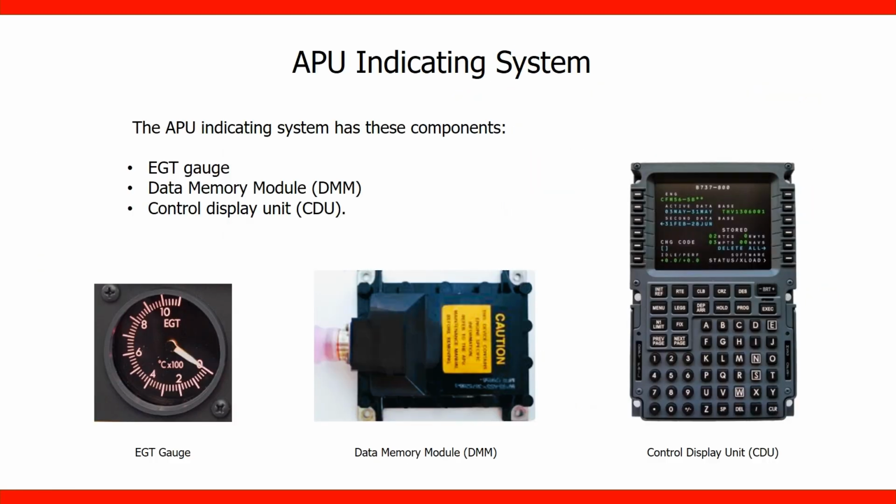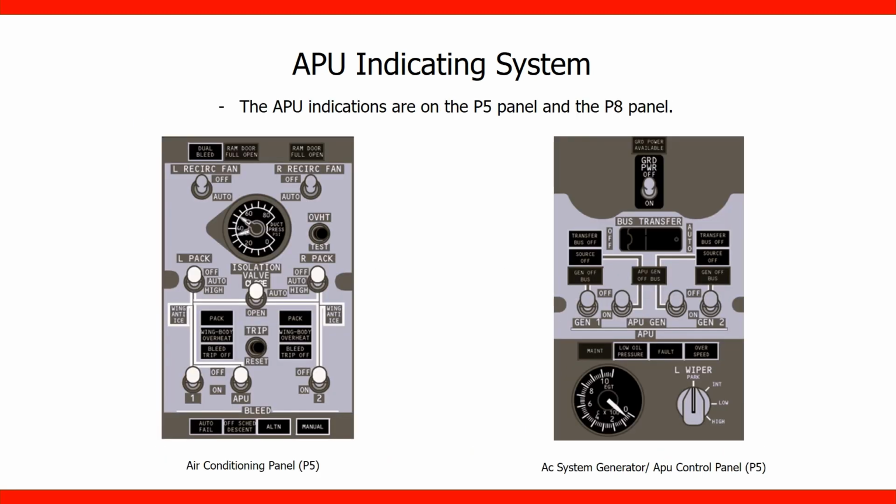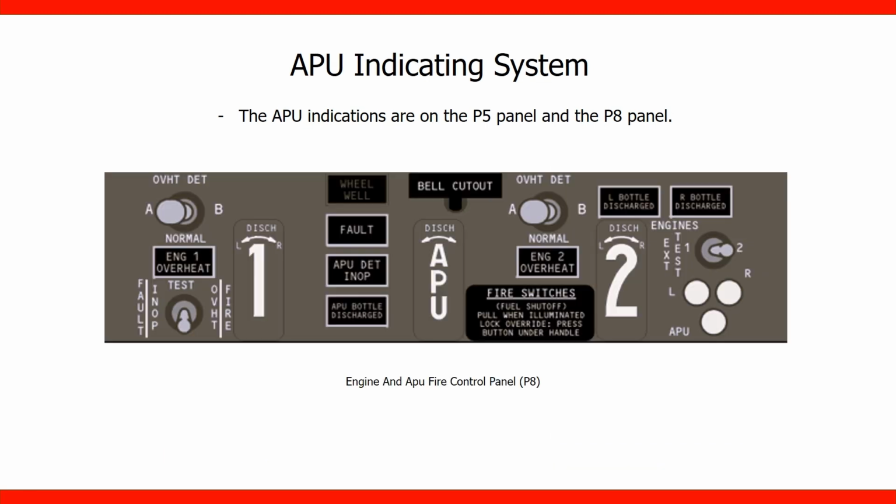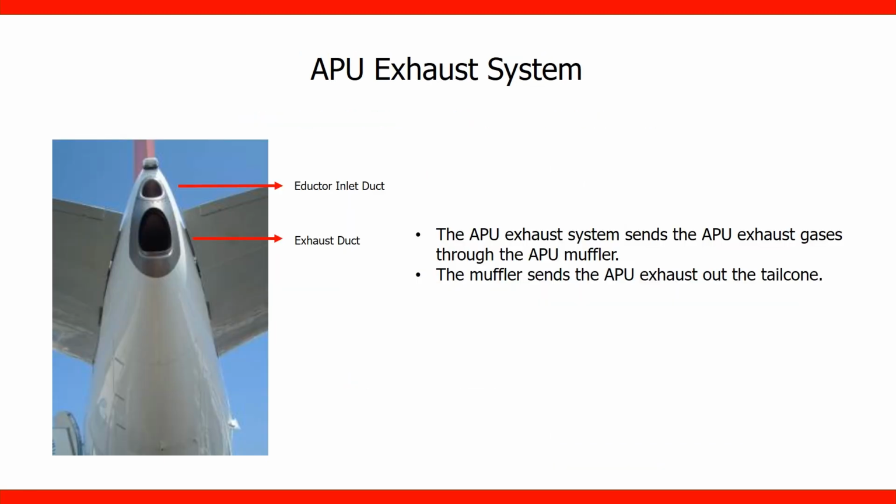The APU indicating system has these components: EGT gauge, data memory module, and control display unit. The APU indications are on the P5 panel and the P8 panel. The APU exhaust system sends the APU exhaust gases through the APU muffler. The muffler sends the APU exhaust out the tail cone.